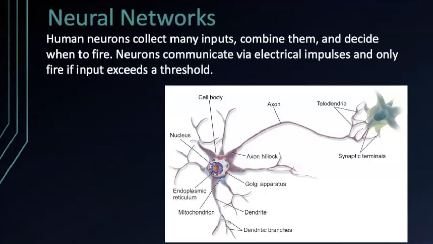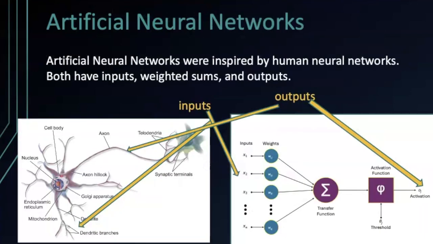First, let's talk a little bit about neural networks. Human neurons collect many inputs, combine them, and decide when to fire. Neurons communicate via electrical impulses and only fire if the input exceeds a threshold. So the artificial neural networks were inspired by human neural networks. They both have inputs, they both have weighted sums, and they both have outputs.